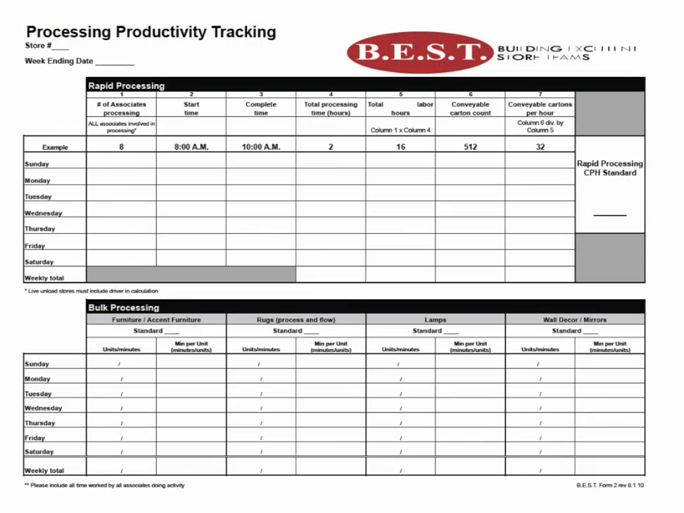We use Form 2 to track processing productivity. You'll see there's a spot for your store number and week ending date. You'll use this form all week to track productivity. There's also a place on the right-hand side for filling in the Rapid Processing CPH standard. Ashley, let's take a look at each of the components used to calculate actual CPH.